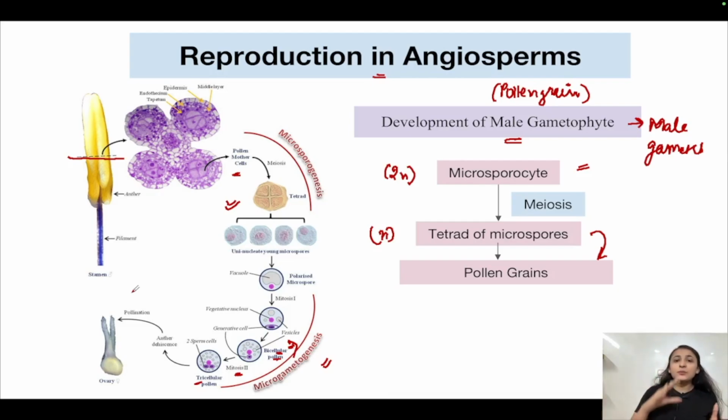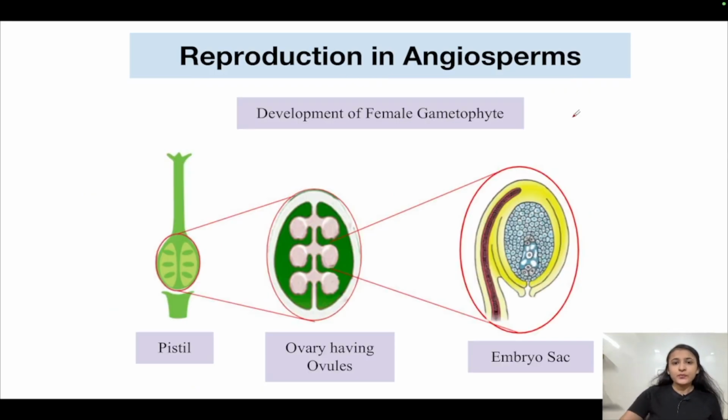Sometimes the mitosis 2 happens later, after pollination has happened, and sometimes even before the pollen grains are shed, the mitosis 2 has already happened and the pollen grains exist in that tricellular state. So after anther dehiscence, that is the release of pollen grains, pollination will take place and the pollen grains will land onto the stigma of the carpel or the pistil. So this was about the development of the male gametophyte.